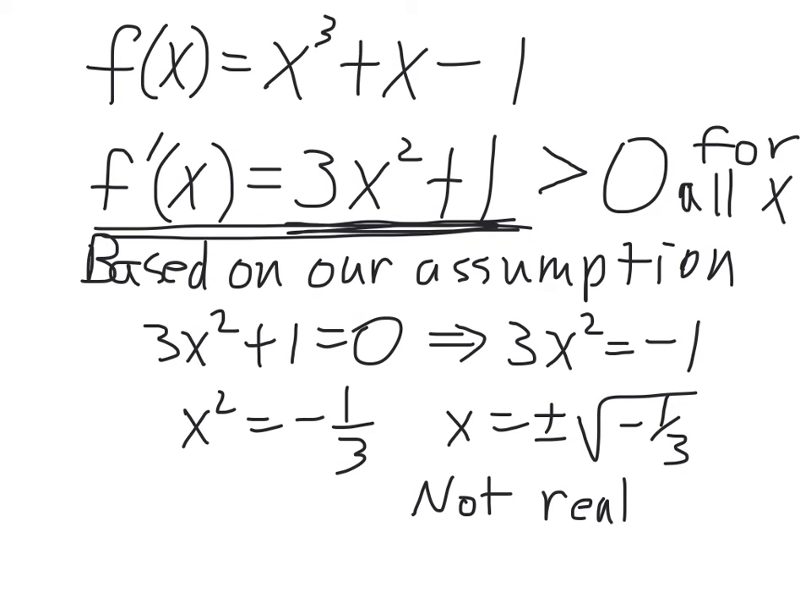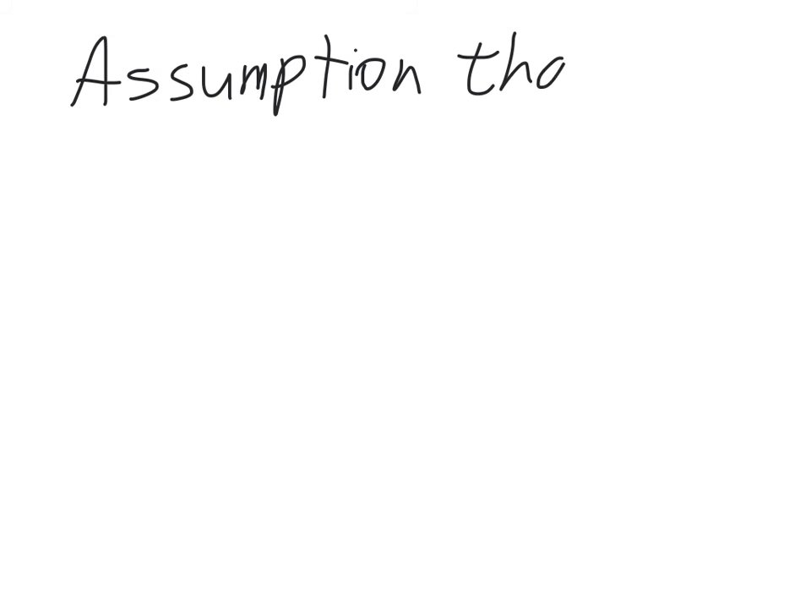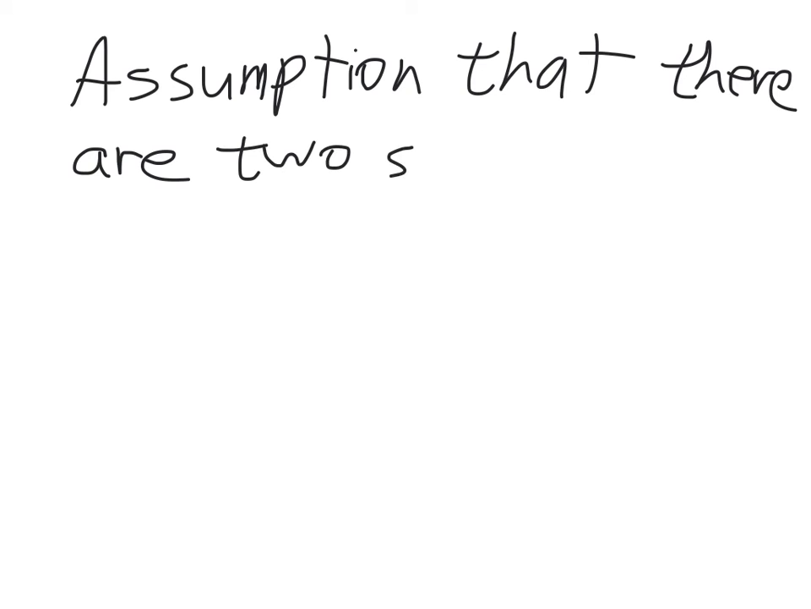Well, that kind of throws out Rolle's theorem. Did Rolle get it wrong? No, Rolle's theorem is correct. What is incorrect is our assumption. What did we assume? Our assumption that there are two solutions must be incorrect.